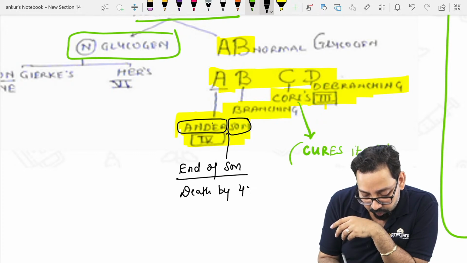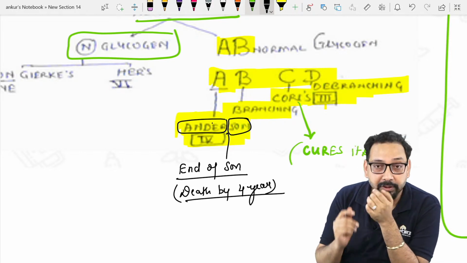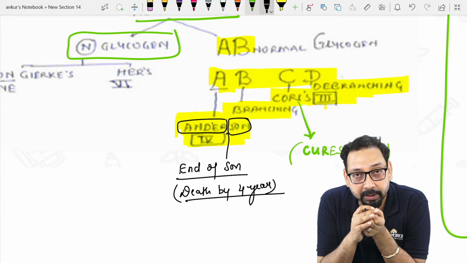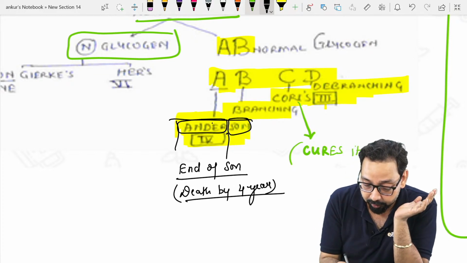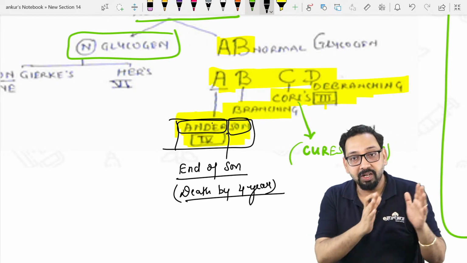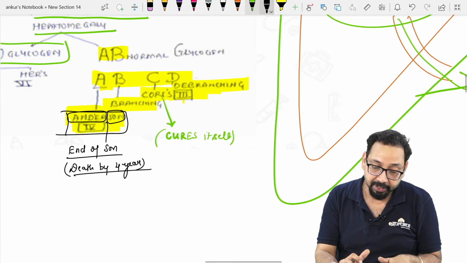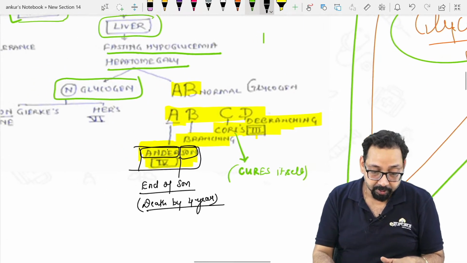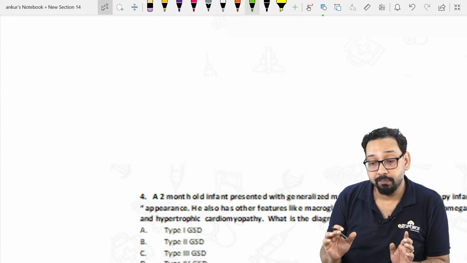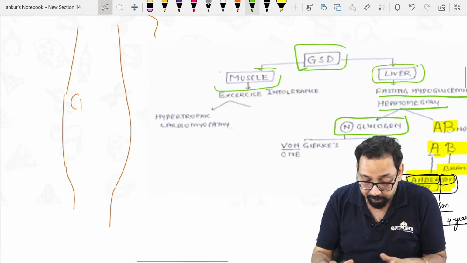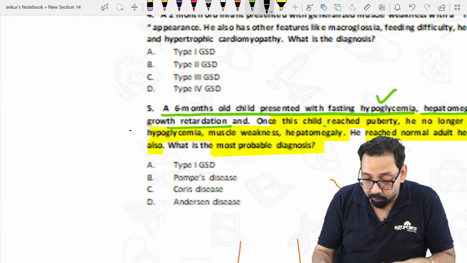Death by 4 years. As usual you will find 5 years in many standard textbooks, but I have deliberately taken 4 so that you will remember it is type 4. So abnormal glycogen: either life or death. Either life cures itself, or Anderson, end of son. If glycogen is normal, then it may be von Gierke's disease.